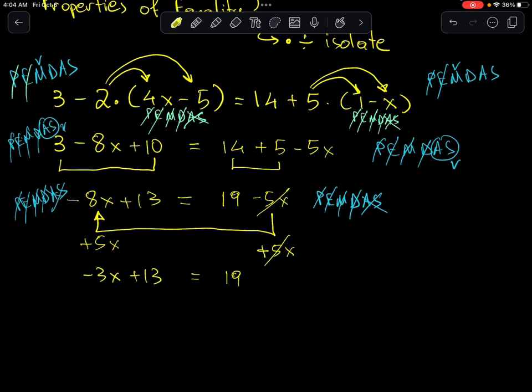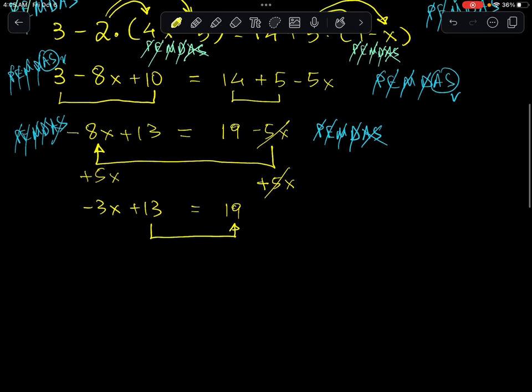Okay, now do I have any more x to move? No. I have numbers. I have 13 and 19. Those need to go together. And of course, they're going to go on the other side of x. So I'm going to move the 13 from the left to the right. How do I do that? First, I need to eliminate the 13 on the left by subtracting 13.